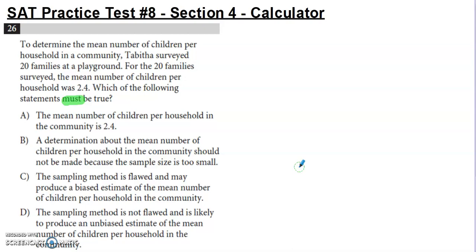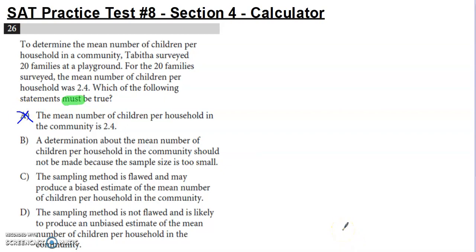But are there likely to be families without children at the playground? They're not going to get surveyed. They're not going to be part of the people Tabitha talks to if they're not at the playground. She only looked at the playground. So I don't think that option A is the one that's most likely to be true, or must be true.